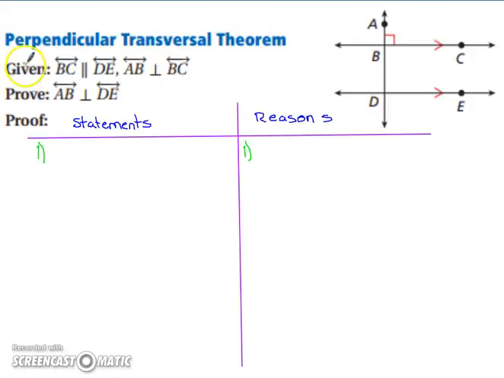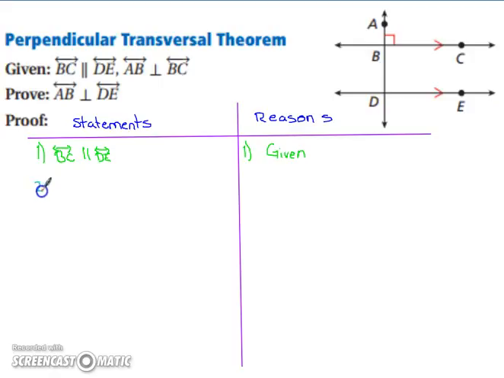Alright, so in this proof, we're given the fact that line BC is parallel to line DE and that AB is perpendicular to line BC. So let's start with our first given. So we have BC is parallel to DE, and they are both lines. And we are allowed to state that because they gave it to us. How nice of them.